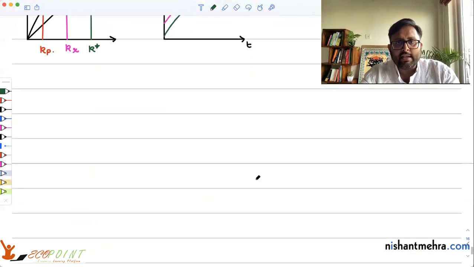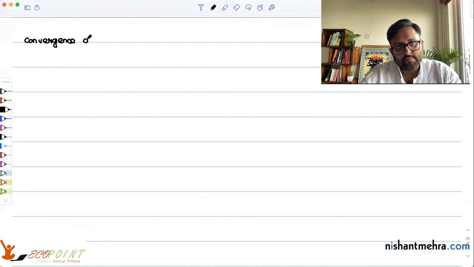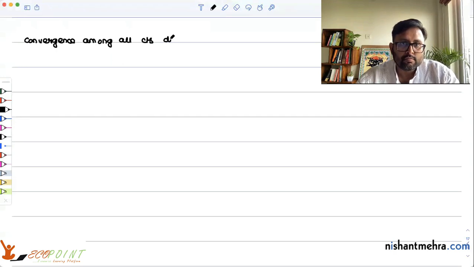But empirically, what they found was this, that when they looked at convergence among all countries, they found it does not happen. I'm making 3 diagrams. It will make things a little clear to you.